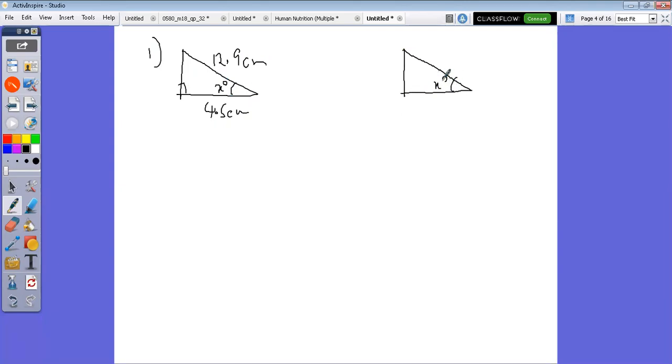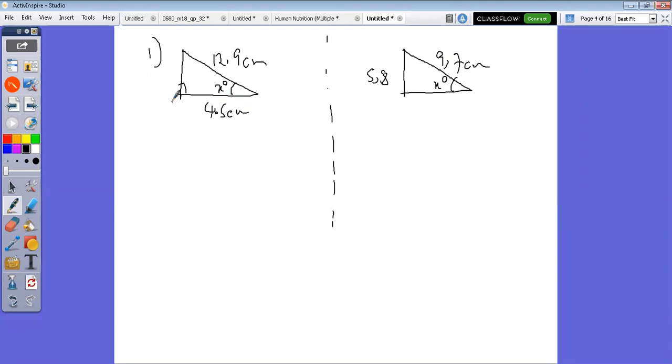Then let's say I'm not given this angle. Maybe this time we're given this as 5.8 and this as 9.7 centimeters. Then we want to find the angle there. Let's do these two facts quickly.